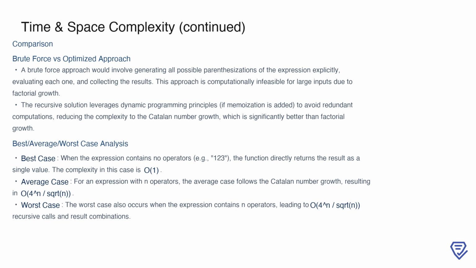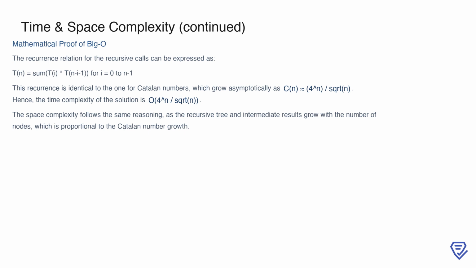Looking at best, average, and worst-case scenarios, the best case occurs when the input expression contains no operators, such as a single number, where the function simply returns the number in O(1) time. For expressions with n operators, both the average and worst cases follow the Catalan number growth, resulting in O(4^n/sqrt(n)) complexity in these scenarios as well. To mathematically justify the time complexity, we can express the recursive calls using the recurrence relation T(n) equals the sum of T(i) times T(n-i-1), for all i from 0 to n-1.